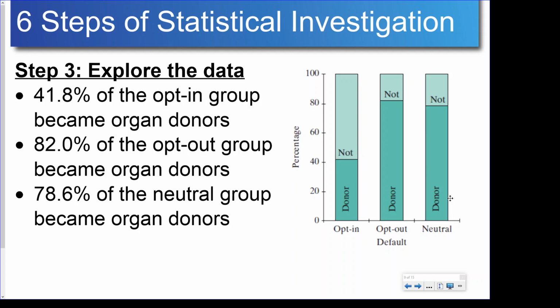So, what did the data say? 41% of those who had to opt in became organ donors. 82% of those who had to opt out became organ donors. And 78.6% of those who had to make a choice became organ donors. So, very big difference. If you had to opt in, organ donation was much lower. But if you were automatically opted in, more people chose to be a donor. Or if they had to choose yes or no on the spot, more people chose to be a donor. So there's a difference in the data.